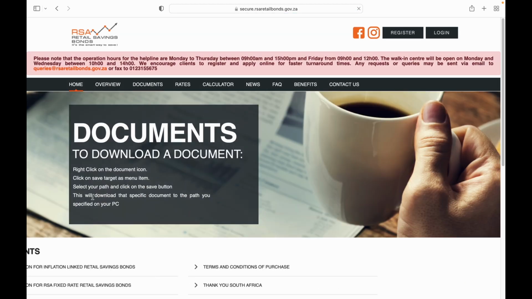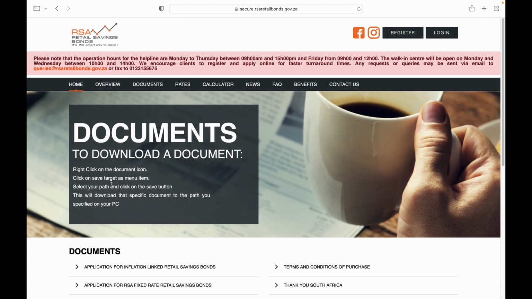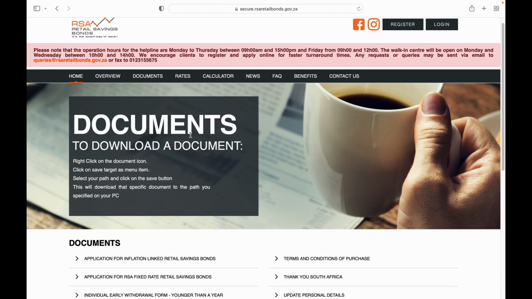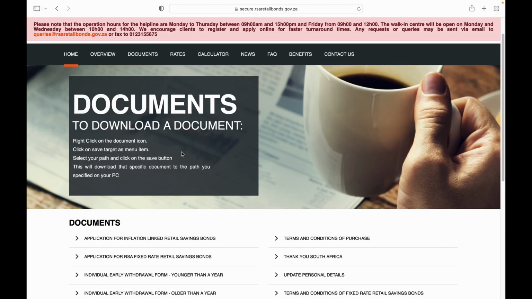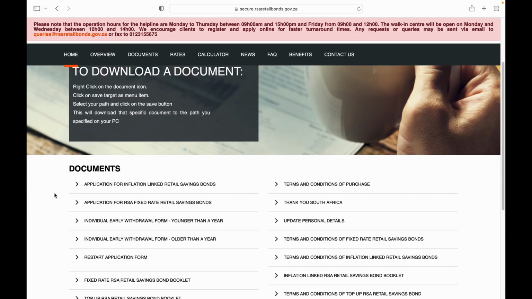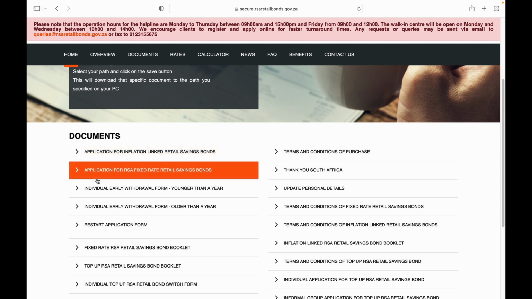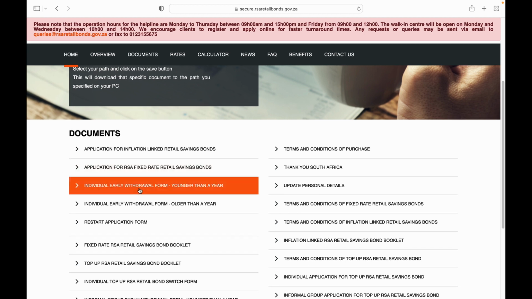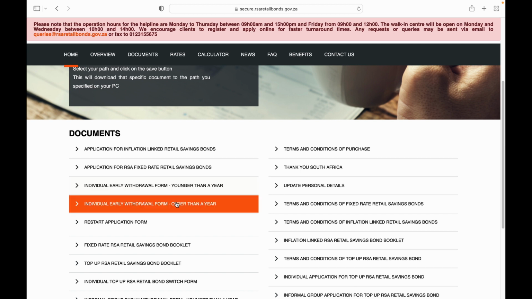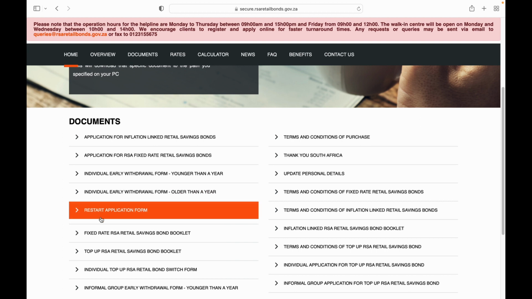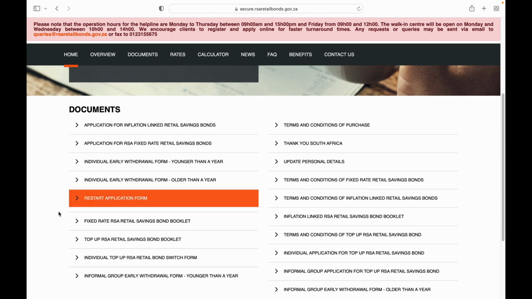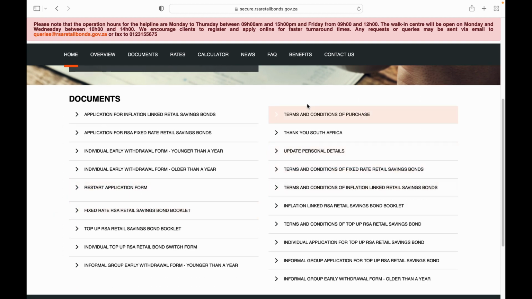Let's see what kind of information that you can find under documents. We can see that under documents you can right click, you can get the documents, and then for the application forms, everything that is there. You can see there's an application for inflation linked or application for fixed rate savings bond, and then there are forms if you want to withdraw your money in terms of early withdrawal, different whether it's below 12 months or it's more than 12 months, and then if you want to restart your application form. But there are forms that you can find in there.